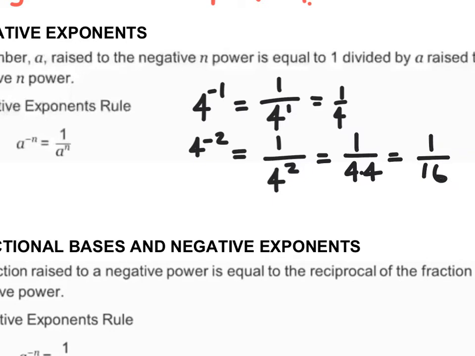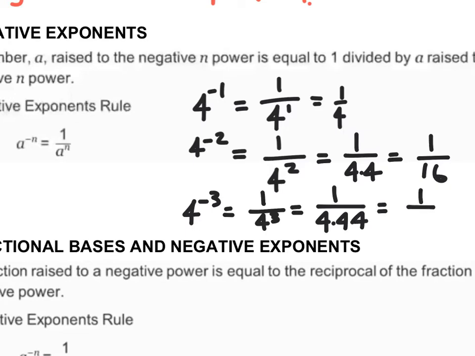Now let's extend this idea. Let's do this again. If I've got 4 to the negative 3 power, this is really just going to be, using my rule, 1 over 4 cubed, which is going to be 1 over 4 times 4 times 4, which gives me 1 over 64.